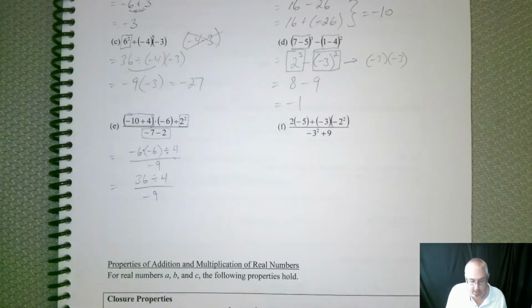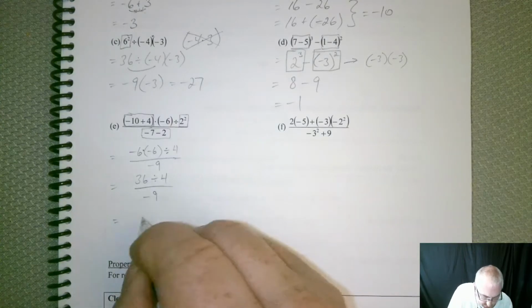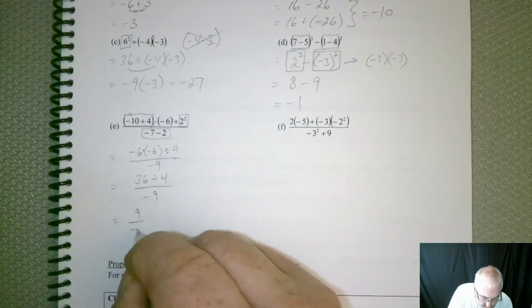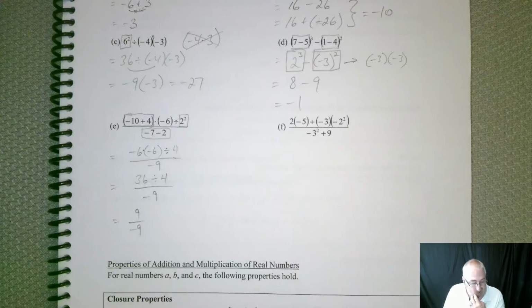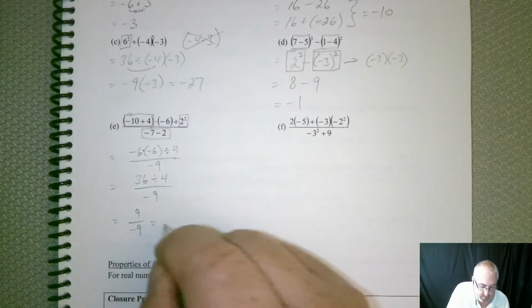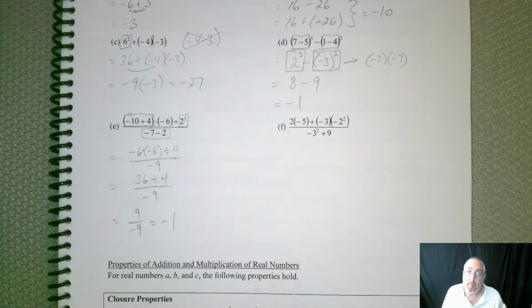All right, so now we can do that division. So it looks like 9 over negative 9. So what's 9 divided by negative 9? Well, we better get 1, but it should be negative because one of them is negative.